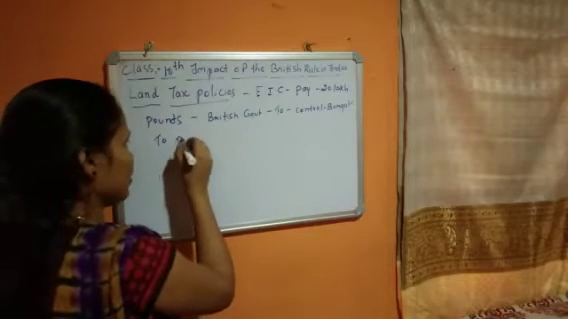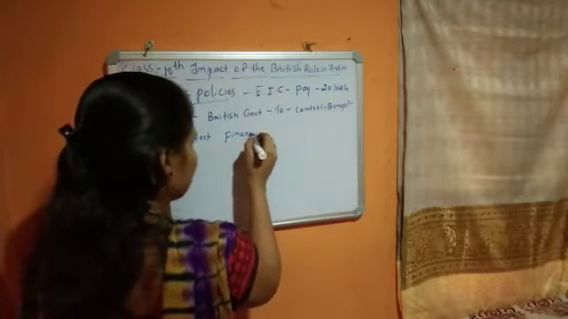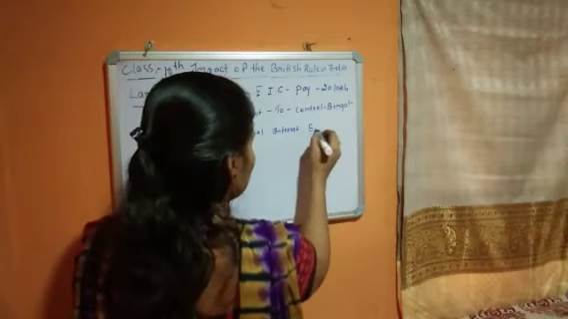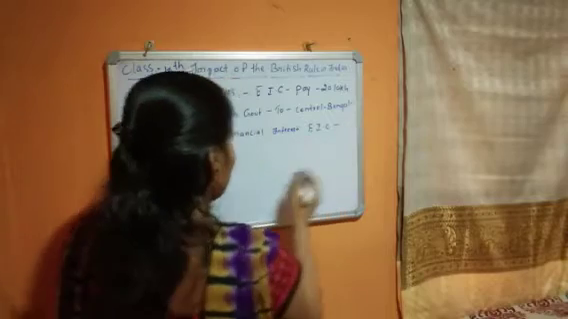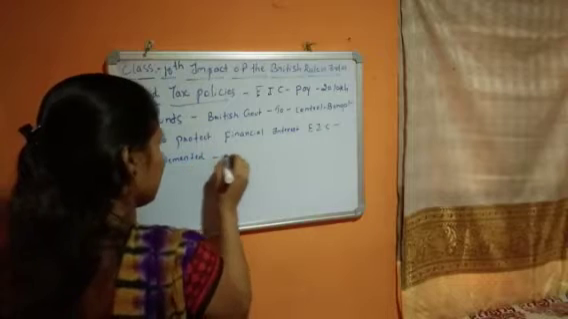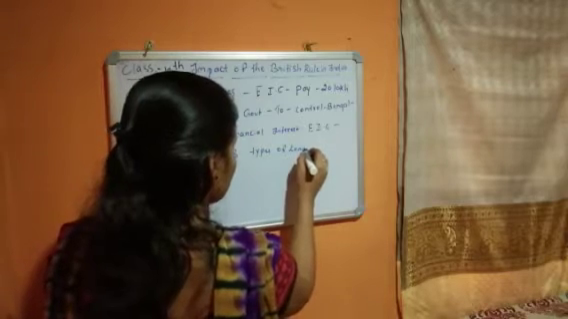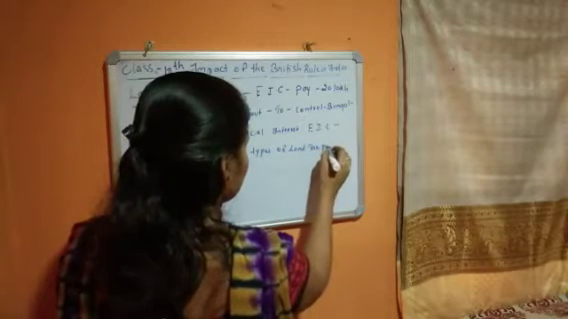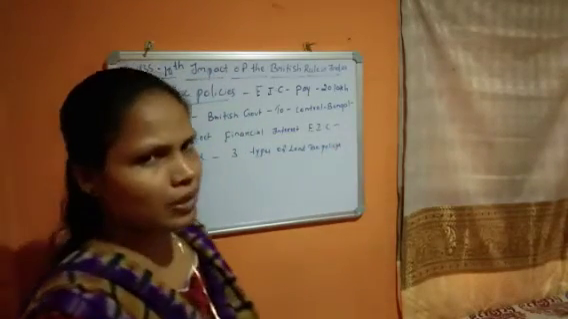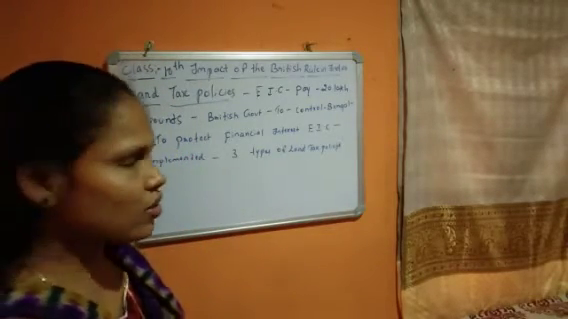To protect financial interest, East India Company implemented 3 types of land tax policies. First one, permanent zamindari system. Second, mahalwari system. And third, rayatwari system.